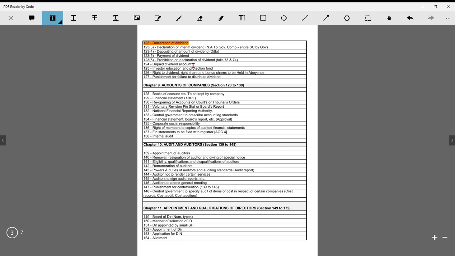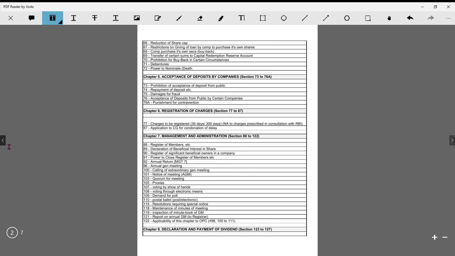Now look at this: 123(6). You shouldn't fail 73 and 74 to declare dividend. Now what is 73 and 74? Prohibition of acceptance of deposit from public and repayment of deposit. What does this mean? This means that if you have borrowed money from the public and you have defaulted on paying that, you should pay that first before declaring dividend. So that's what it means.